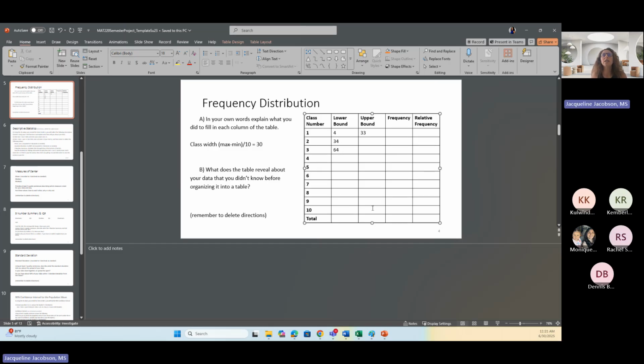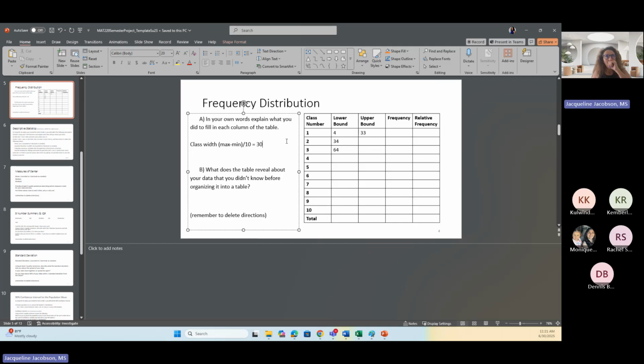Okay? And you go up to 10 classes. So you are describing, in your own words, explain what you did to fill in each column. You're saying, I calculated my class width first. I want to see the calculation using your values, whatever numbers you have, maximize, show me that. Whatever your class width is, round it up. Tell me what your class width is. Some of you are writing what you did and not telling me your class width. So that doesn't work. What is your class width?